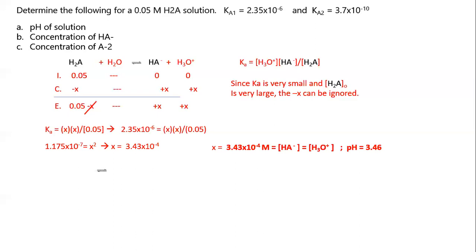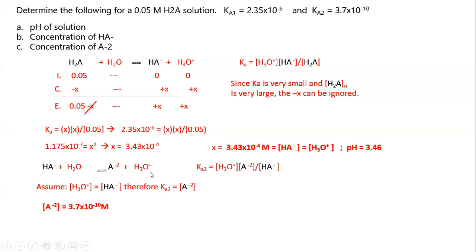So we found the pH of the solution. We found the conjugate base concentration at equilibrium. Now we need to find the concentration of the fully deprotonated form of the acid. For the second step, we have the HA minus with water. It donates its proton, and we get the fully deprotonated conjugate base and a hydronium ion. And again, the Ka2 expression would equal this here.